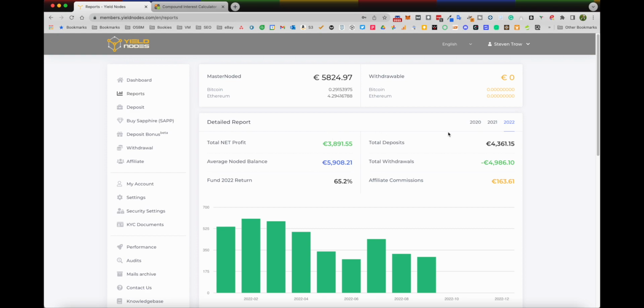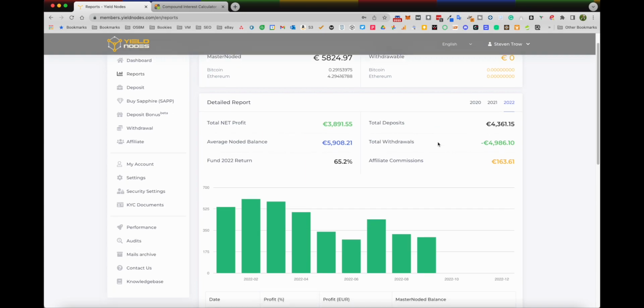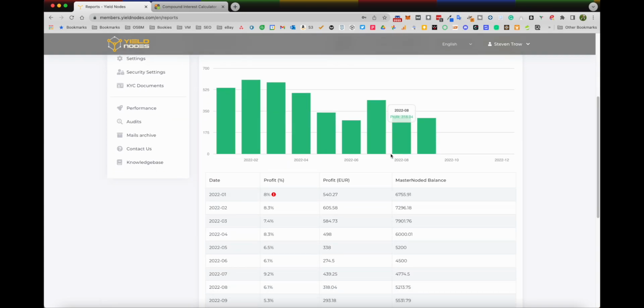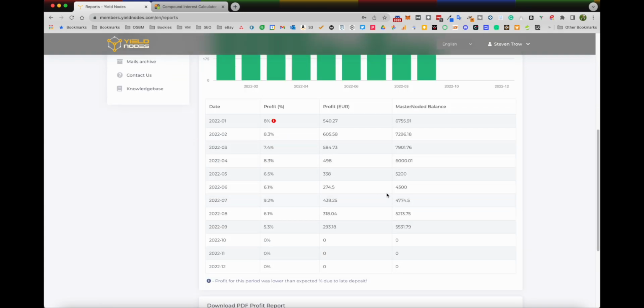We can see for 2022. Where are we? We can scroll down. There we are. We can see what the profit's been month by month. So you can see in April, the end masternoded balance was 6,000. I then took more drawdowns and got it down to 5,200. And then eventually at the end of June, my masternoded balance was 4,500.